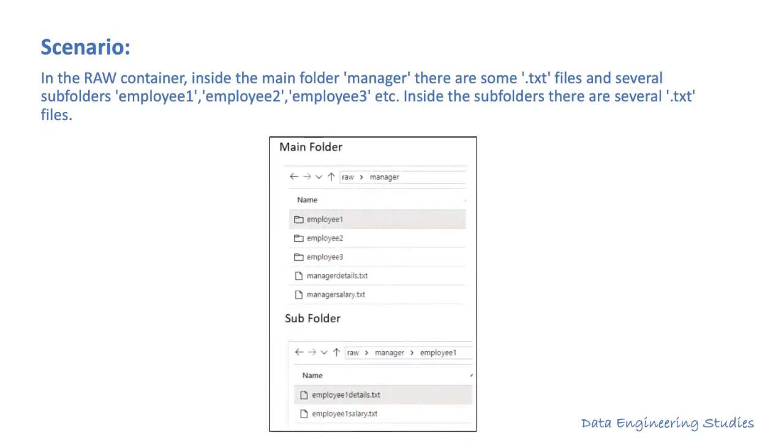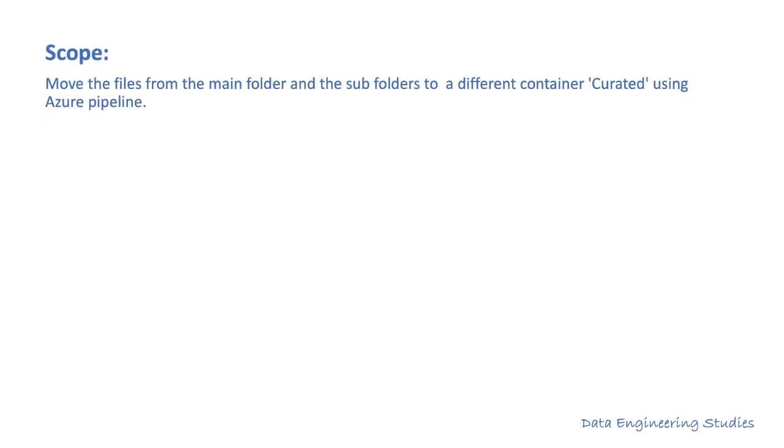Here is the folder structure of our storage account. Inside our raw container, we have a main folder called manager. Inside the manager folder, there are several subfolders and some txt files. If you see a subfolder, for example, employee1 has several txt files. Similarly, the other subfolders like employee2 and employee3 also have several txt files.